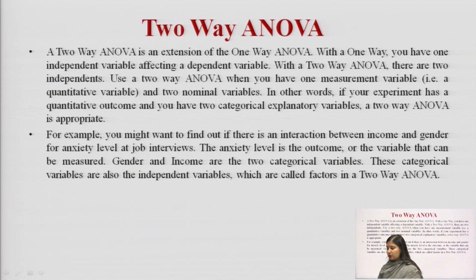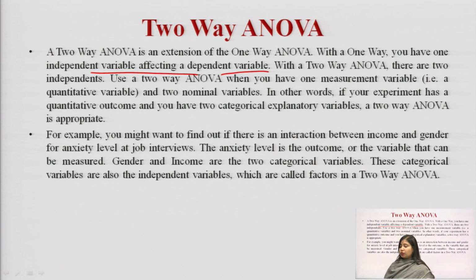Next is the two-way ANOVA. The two-way ANOVA is the extension of the one-way ANOVA. With the one-way ANOVA you have one independent variable affecting the dependent variable. In the two-way ANOVA, which is basically the extension of your one-way ANOVA, with the one-way ANOVA you have the independent variable which is affecting your dependent variable, and with the two-way ANOVA there are two independent variables.